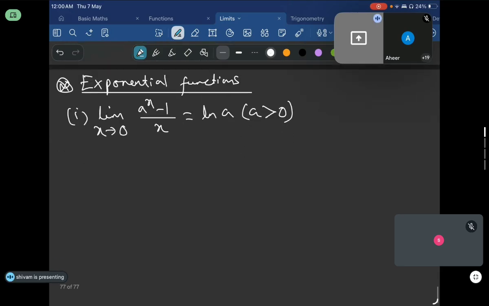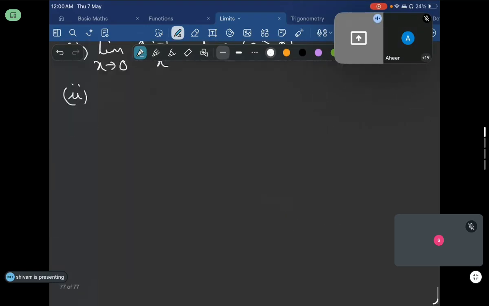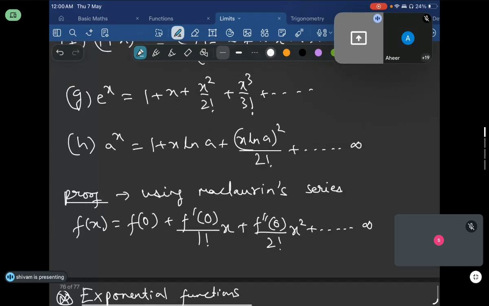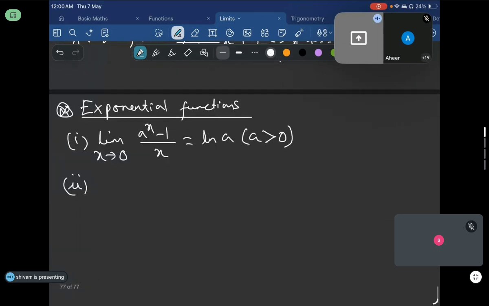Okay, proof can be done easily by L'Hopital, or you can use exponential expansions. I mean, you can expand a to the power x, just expand up to 2, 3 terms, and you'll get it. Or you can use L'Hopital. Limit x tends to 0, e to the power x minus 1 upon x. This will be equal to 1.